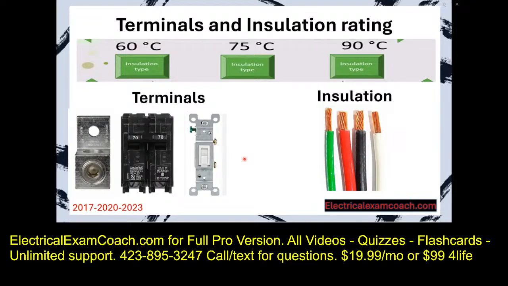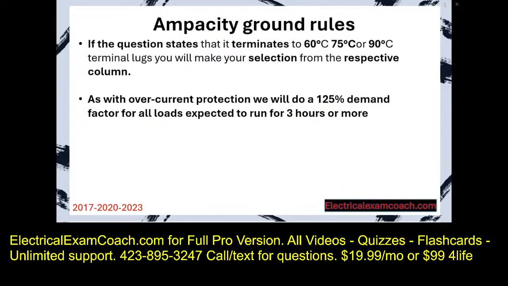But for right now, what I want you to remember is we're going to match the column that we use based off the terminals that the device is rated by. Regardless of what the insulation is, we can choose from whatever column the terminals are rated by, unless modified by another code. Now let's lay some ampacity ground rules. Unless modified by a specific piece of equipment or another code, these rules will apply generally. If the question states that it terminates to 60, 75, or 90 degree C terminal lugs, you're going to make your selection from that respective column.